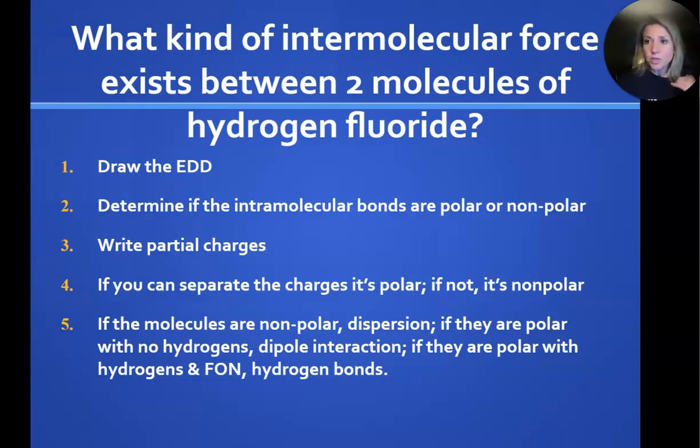So dispersion is going to exist between all molecules. Dispersion and dipole are going to exist between molecules that are permanently polar but that don't have a hydrogen attached to F, O, or N. And if the molecules have a hydrogen attached to F, O, or N, they're going to have all three: dispersion, dipole, and hydrogen bonds. So you would have to indicate that all three of those intermolecular forces exist between two molecules that have a hydrogen attached to F, O, or N.